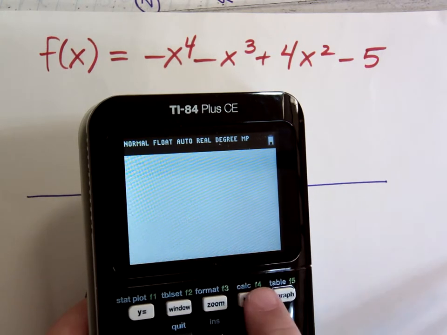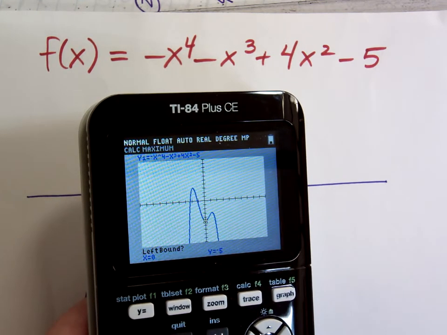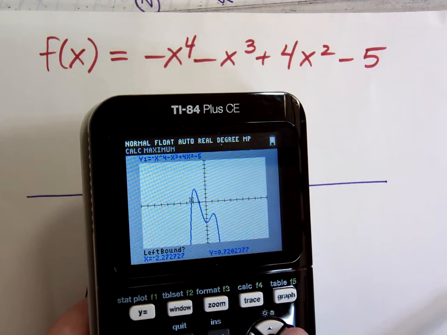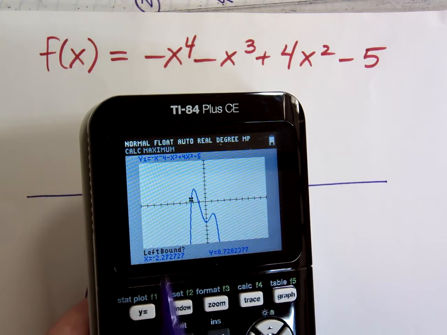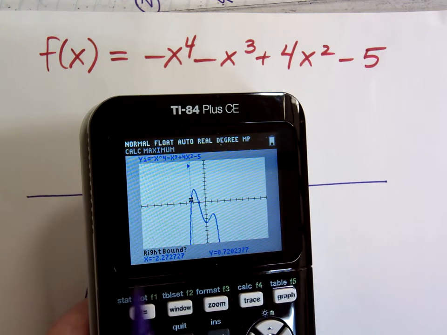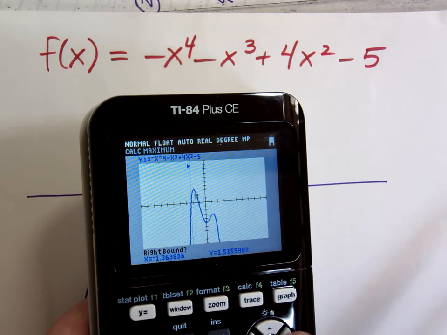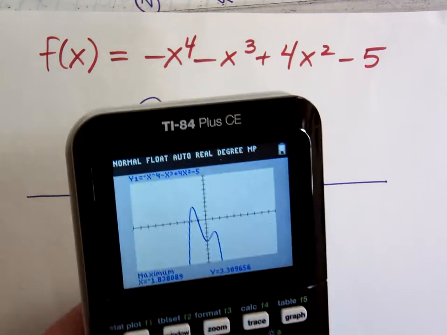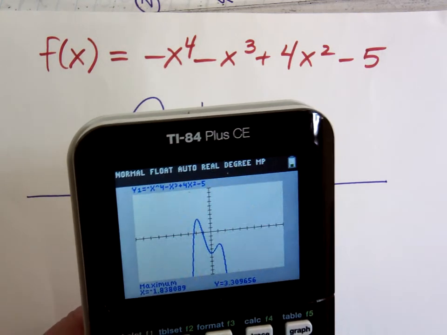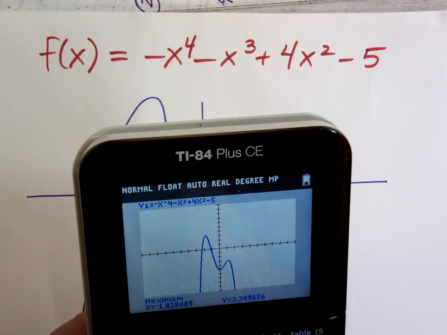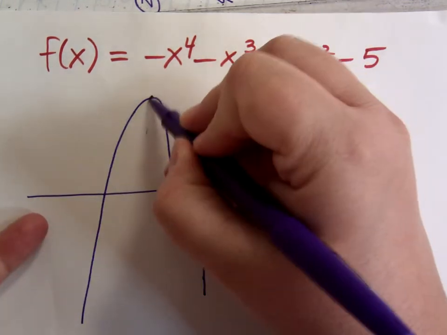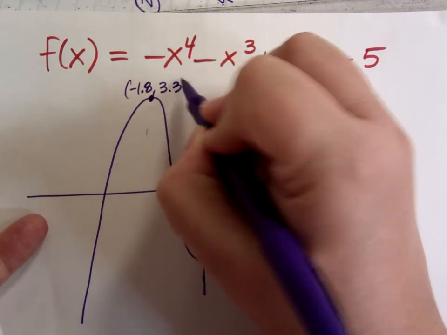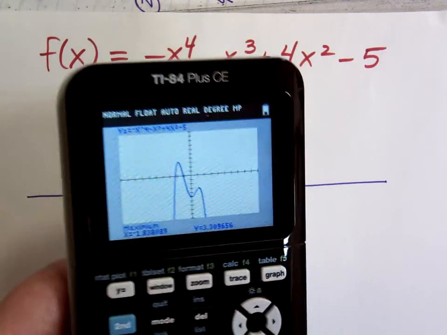For maximum, I pressed the number 4. Remember again, I pressed second trace, pressed 4, and then I arrow over to where I think that mountaintop is, and go to the left of it a little bit, press enter, because it's asking me for a left boundary. Then it's asking me for a right boundary, so I go to the right of the mountain, press enter, and then for guess I can just press enter. And it tells me that that max is at, I'm going to switch to just using tenths here, negative 1.8, 3.3.